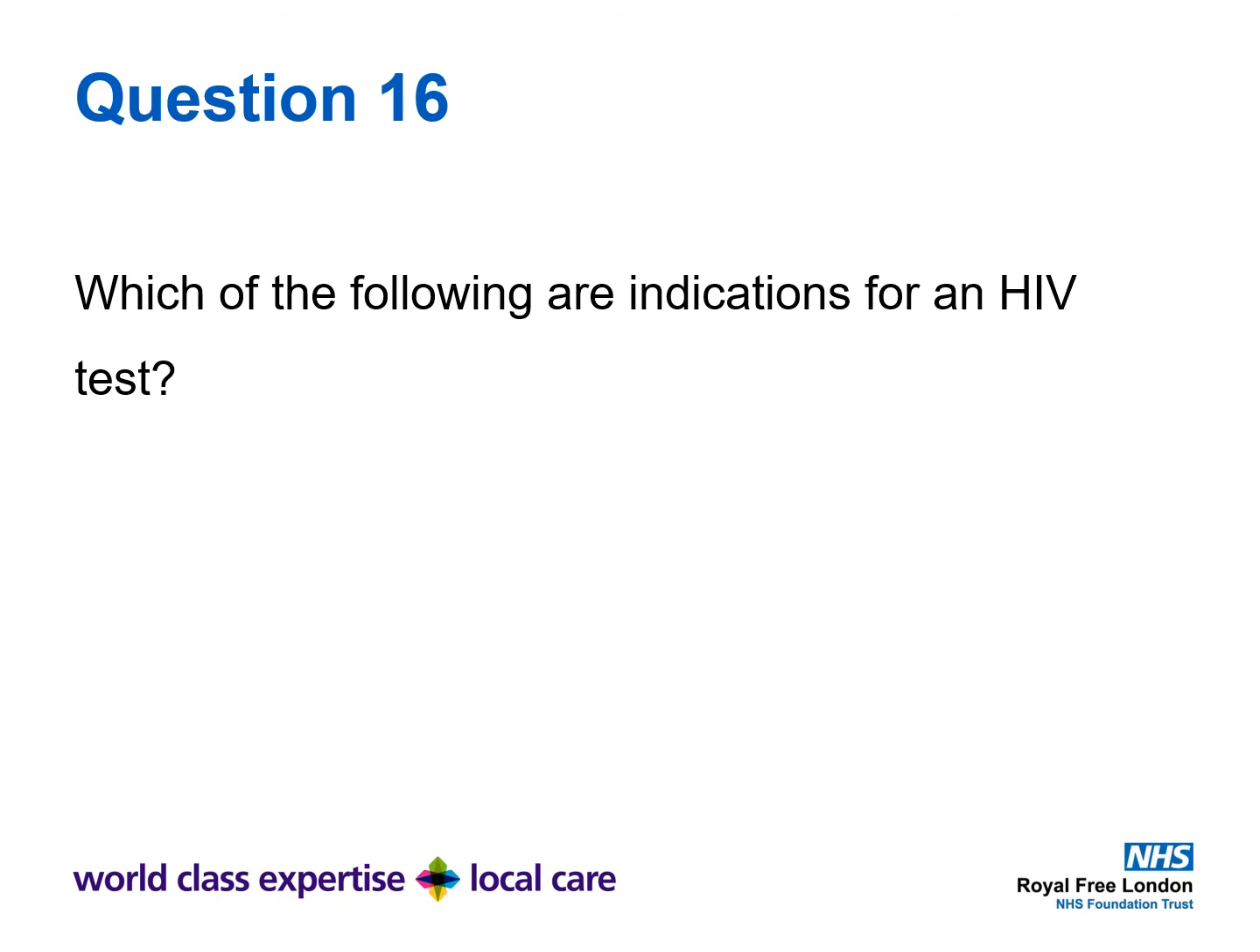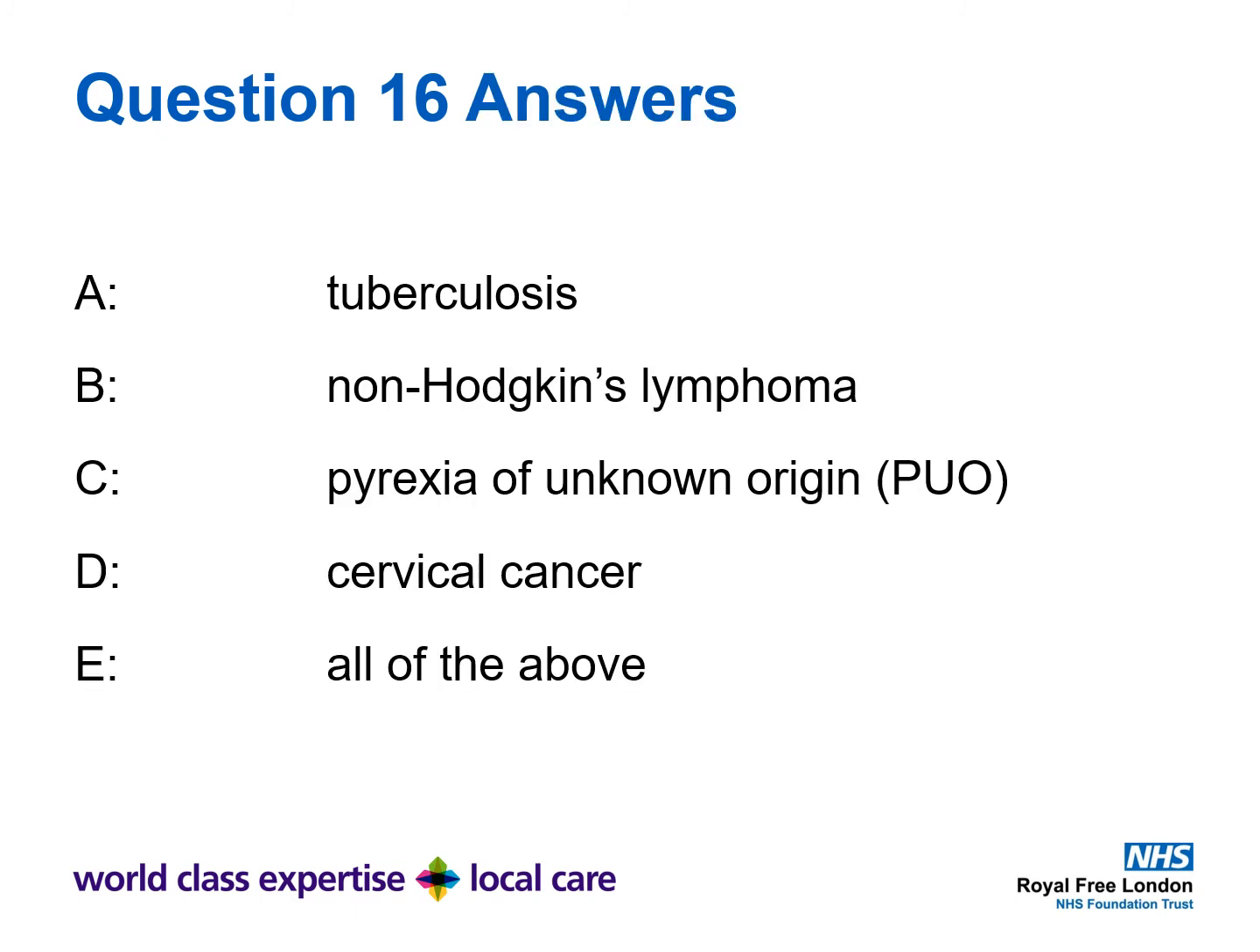Question 16. Which of the following are indications for an HIV test? Is it A, tuberculosis, B, non-Hodgkin's lymphoma, C, pyrexia of unknown origin, D, cervical cancer, or E, all of the above?